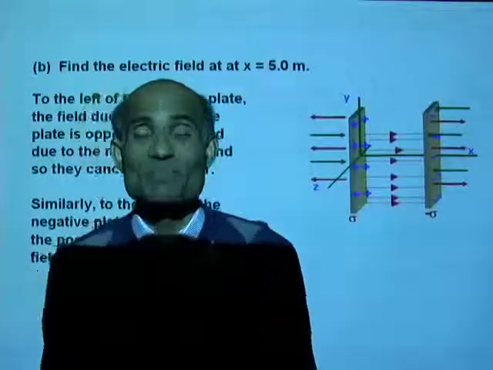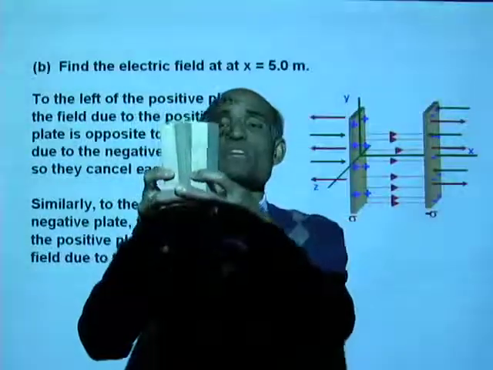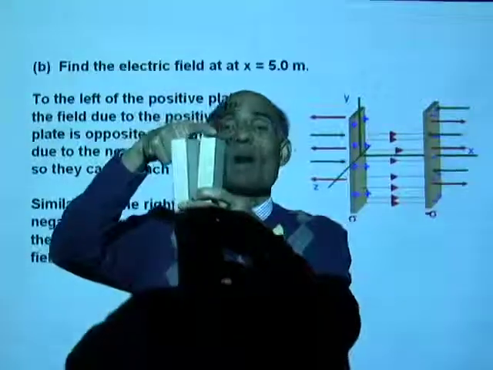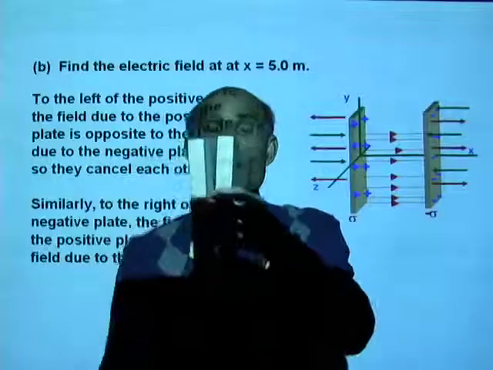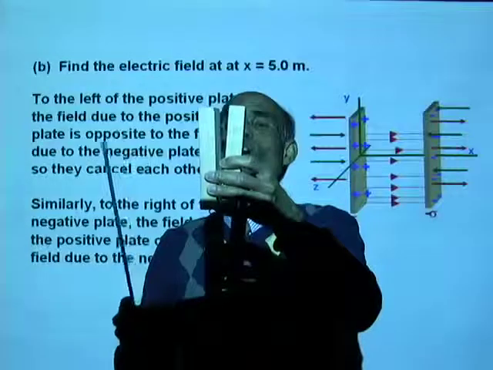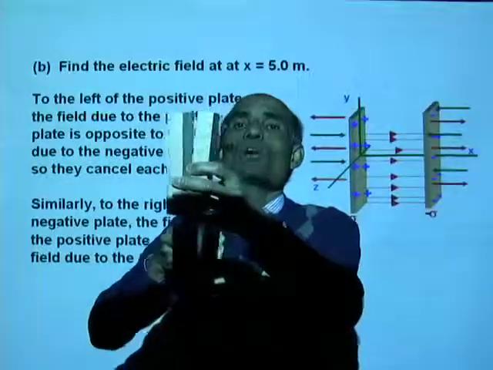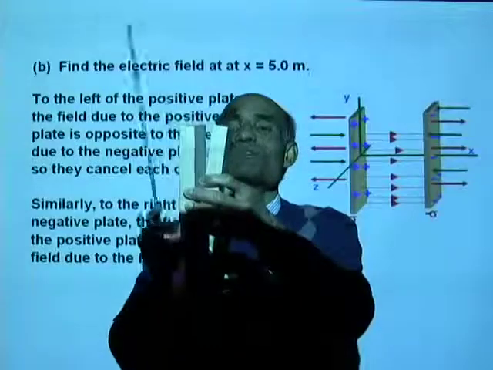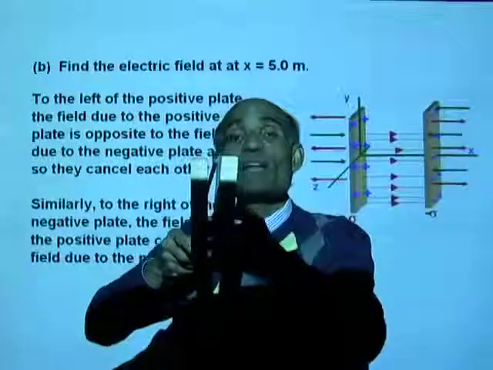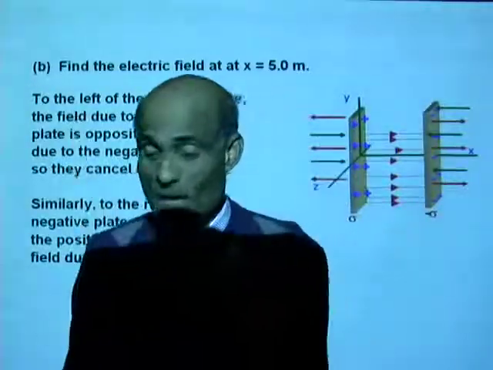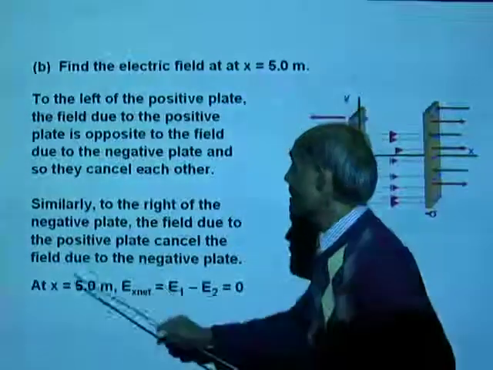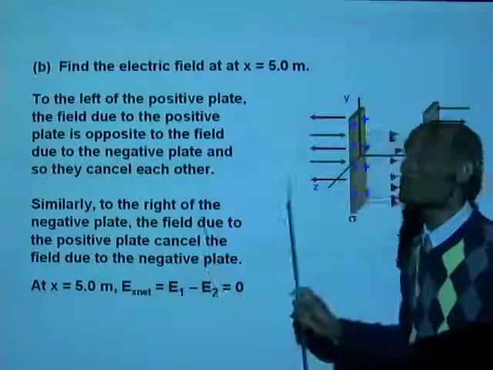What that means is, if I have two infinitely large charged planes, one positive and the other negative, there will be no electric field to the left of this plate or to the right of the other plate. Electric field will exist only in between the two plates, and the field in between will be uniform and the same at all points. Alright, and therefore what is the field at x equal to 5?